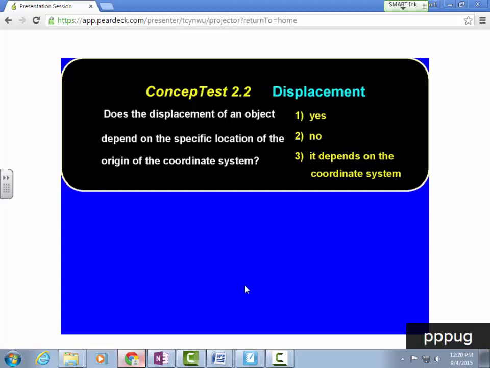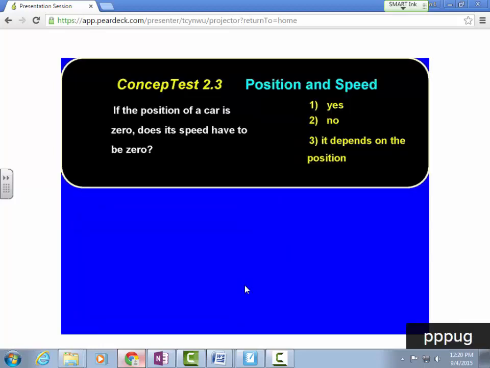Now, your name is? Brian. Relative to Brian, my position is 1. What was my displacement? 1. I went from 0 to 1. So it doesn't depend on whether I place the origin at Brian or at, what's your name? Emily. So it's independent of where I place that origin. Notice what vector did depend on the origin: clearly, the position vector. Relative to Emily, I was 2 away in terms of my position. Relative to Brian, I was 1 away. But displacement is independent of the origin. If the position of a car is 0, does the speed have to be 0?